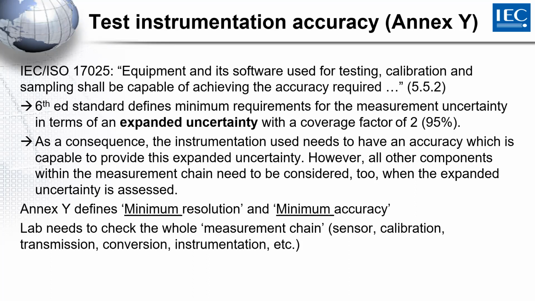So here I say again, it's a sensor, it's a calibration of the sensor which introduces some accuracy. It's a transmission, it's a conversion of the data, let's say from analog to digital. It's the instrumentation itself, and then this will give you the measurement chain.